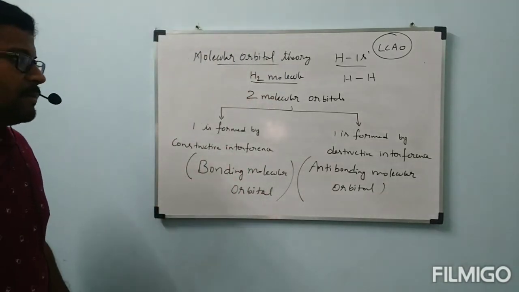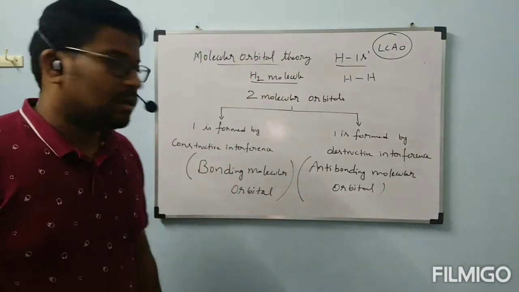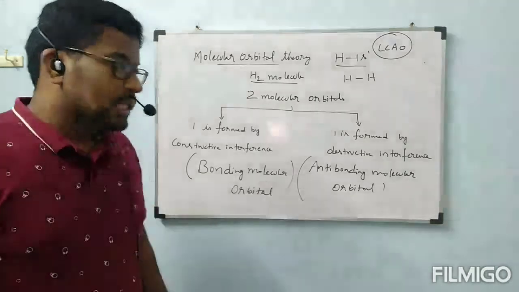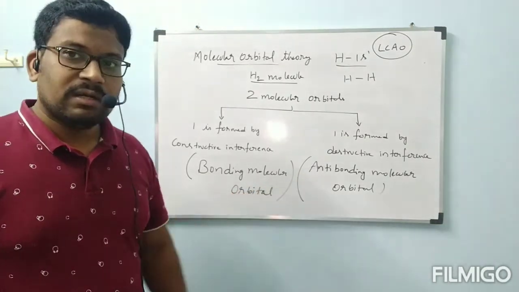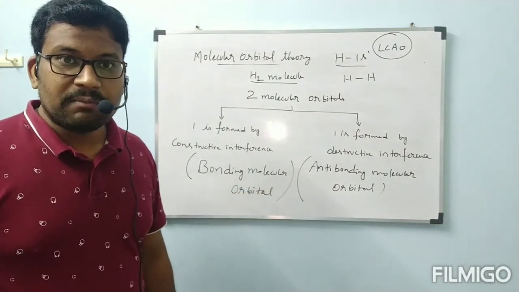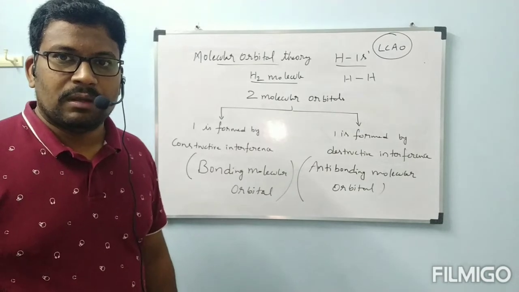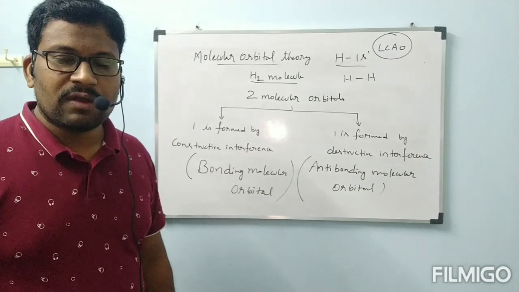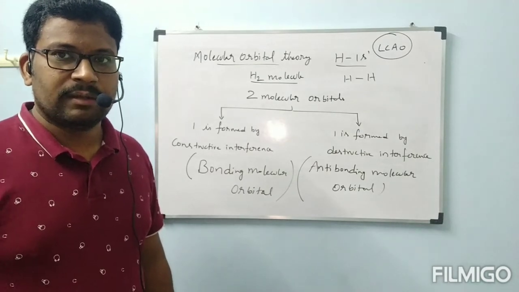The one which is formed by constructive interference is called bonding molecular orbital. The one which is formed by destructive interference is called anti-bonding molecular orbital. Till this, if you are okay, I will go to the next point.